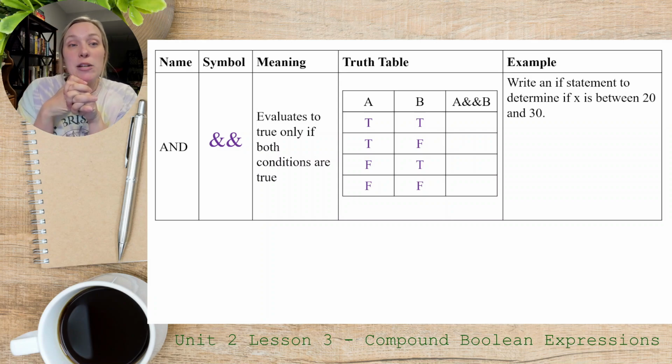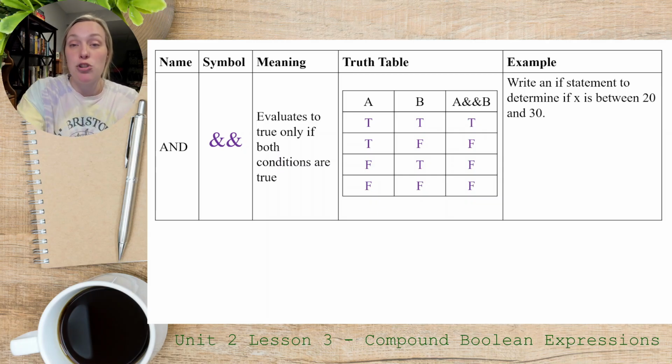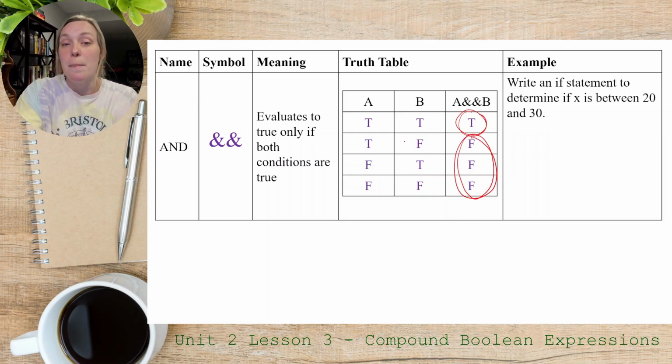And what does it evaluate to? Well, it only evaluates to true if both conditions are true. So for this first line, A is true, B is true, so A and B are going to evaluate to true. Everything else is going to evaluate to false because they're not both true.